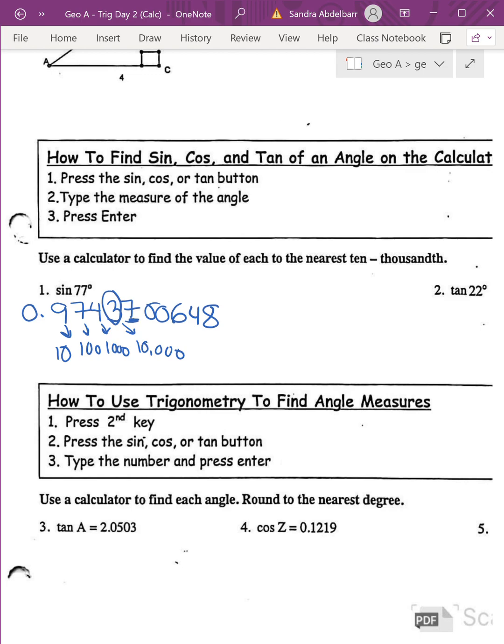You're going to look at that 7, and ask yourself: if the number after the place that you want to round is 5 or bigger, you round up. If that number is less than 5, you do not round down, you keep it the same. So what does this end up becoming? 0.974. Do we round up or keep it the same? Round up. So 0.9744.